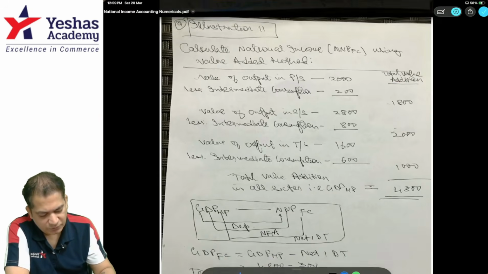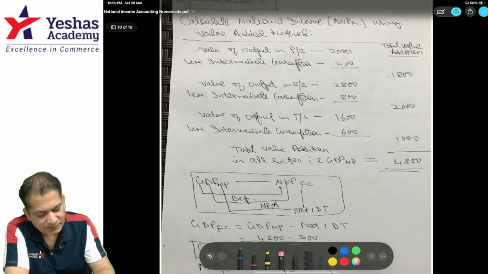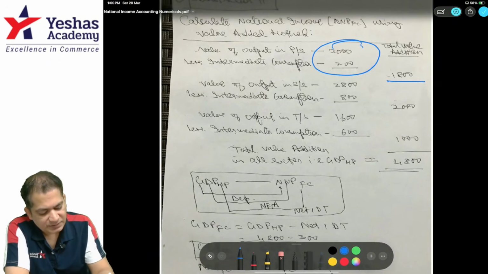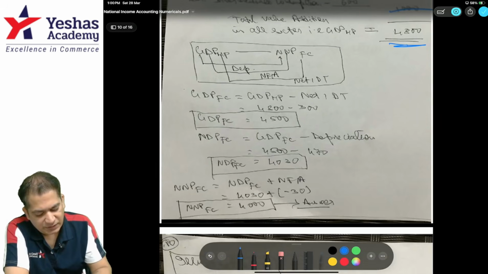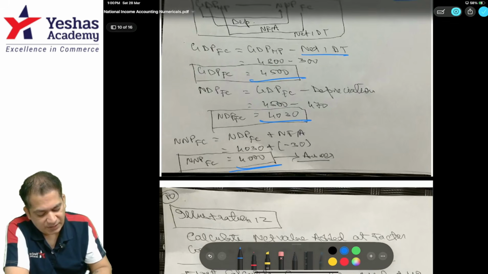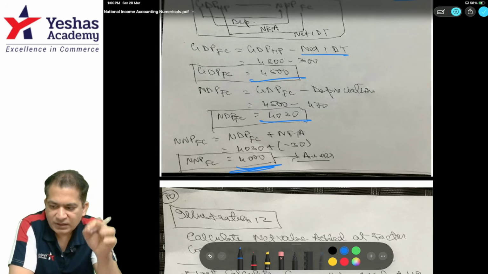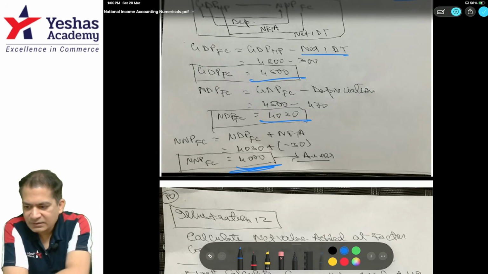You see it's solved over here. That is value of output in the primary sector. This I've already explained. GDP at market price. Here it is shown that GDP at factor cost comes after subtracting net indirect taxes, then NDP at factor cost comes, and then NNP at factor cost. That is your final answer.